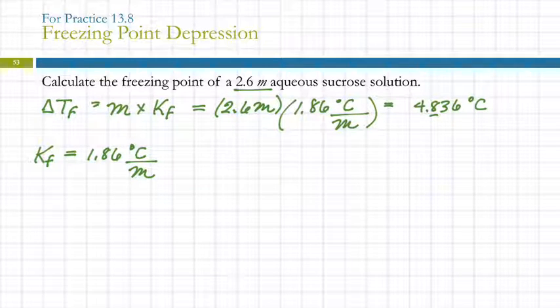Now this is where you can get a little messed up. What did I just calculate? The change in the freezing point. And what does the question ask for? The freezing point. This is an aqueous solution, so this is the change from the normal freezing point of water. If it was acetone or ethanol, I'd have to use their freezing point. So the normal freezing point for water is 0 degrees Celsius. And this is the change.